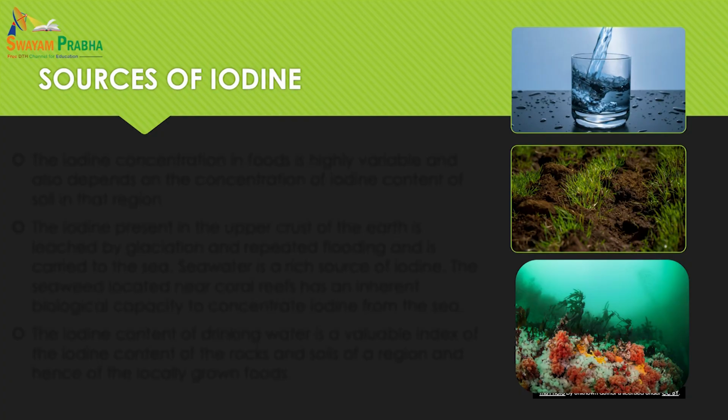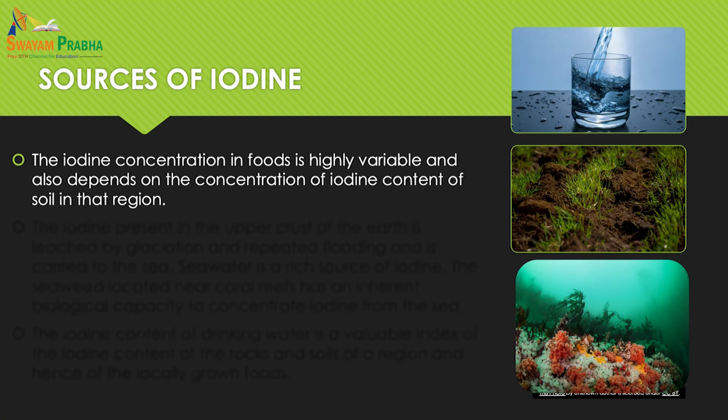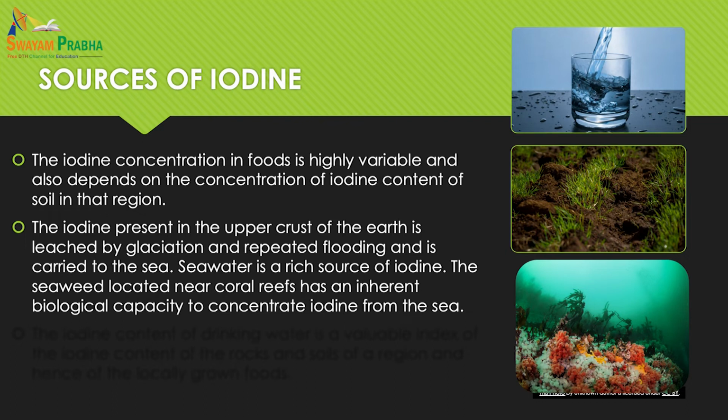Now let us study the sources of iodine. The iodine concentration in foods is highly variable and also depends on the concentration of iodine content of soil in that region. The iodine present in the upper crust of the earth is leached by glaciation and repeated flooding and is carried to the sea. Hence, sea water is a rich source of iodine. The seaweed located near coral reefs has an inherent biological capacity to concentrate iodine from the sea.